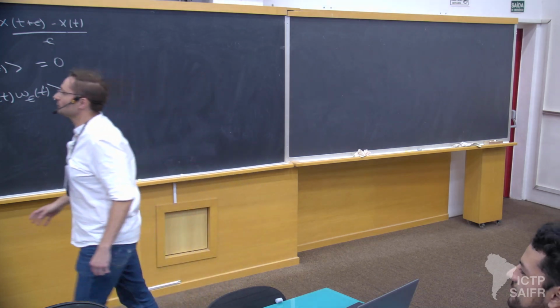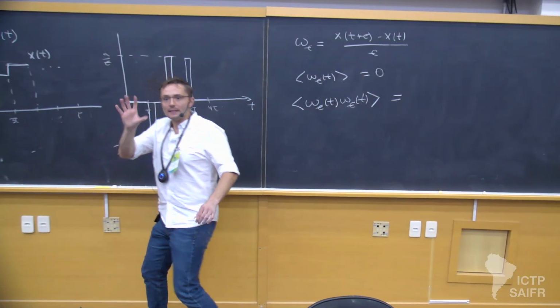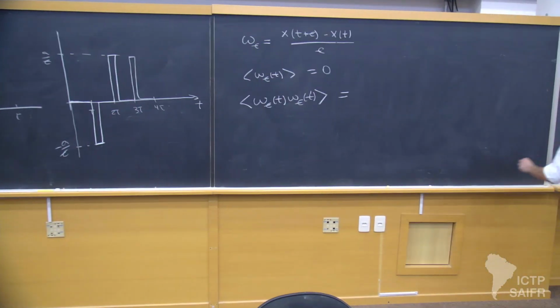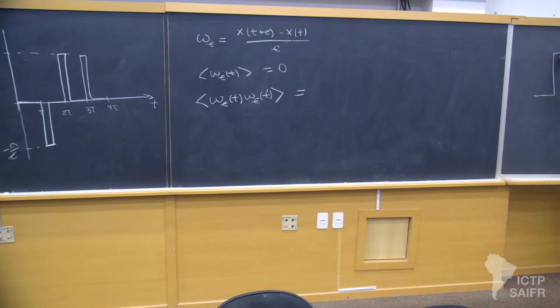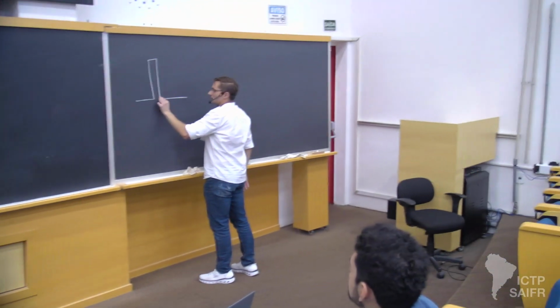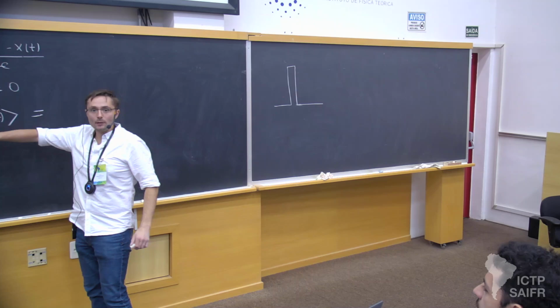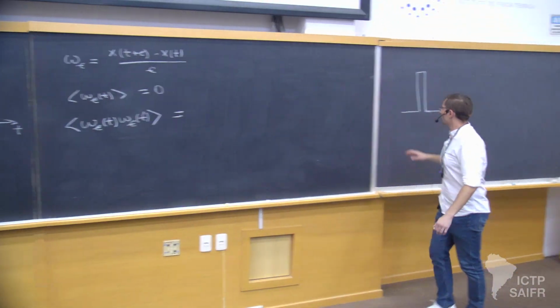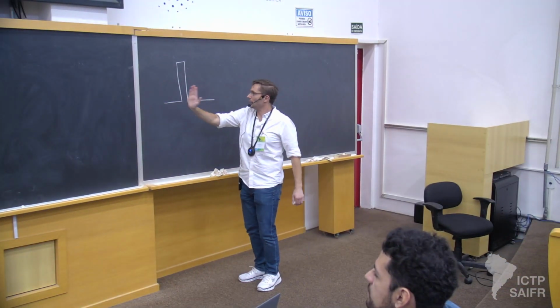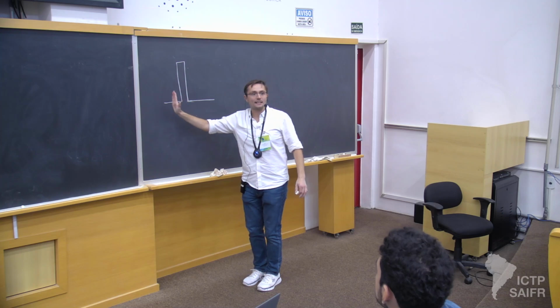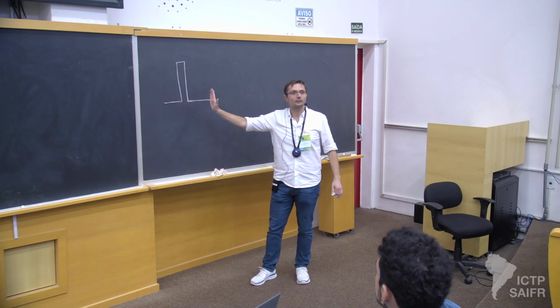So how would you compute the correlation function? Let's do it simple. Let's do it for 1 pulse. This mean value, basically what I need to do is compute the product of my stochastic process with itself and sliding it over itself, right?